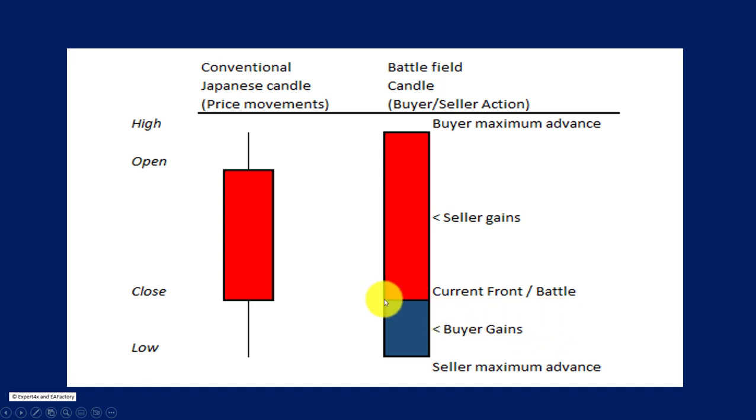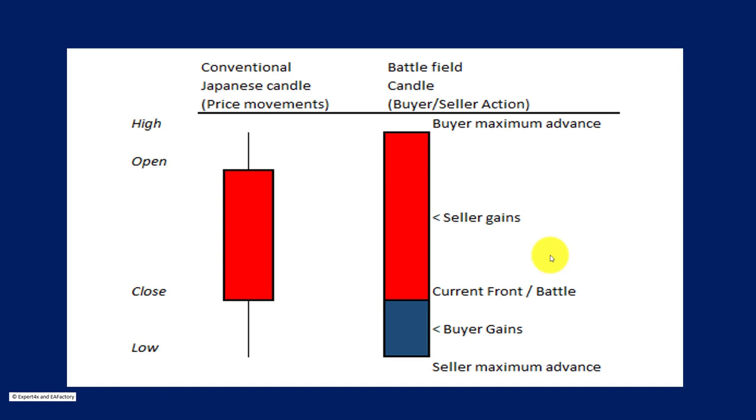Now, interestingly enough, that line there is where the current war is happening. It is the front. It is where the battle is occurring. And that is also an important area, because once we start linking these areas with various other candles, they start making sense. But this candle, if you look at it from a battle perspective, tells you much more of what has happened during the period of that candle.